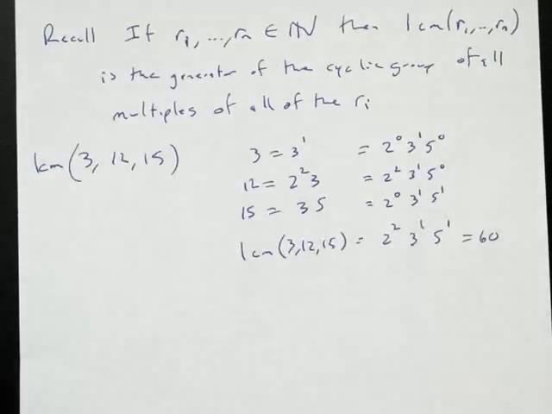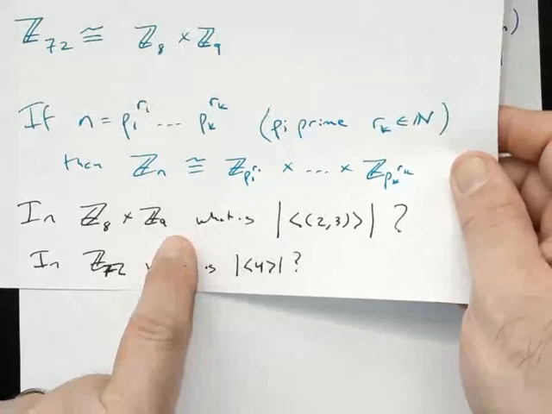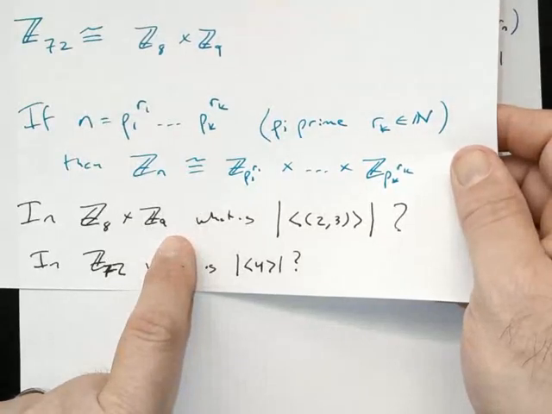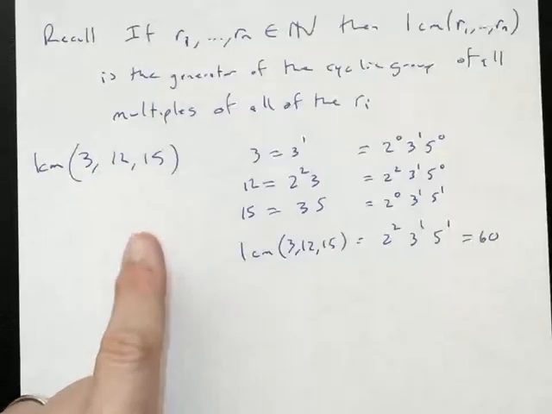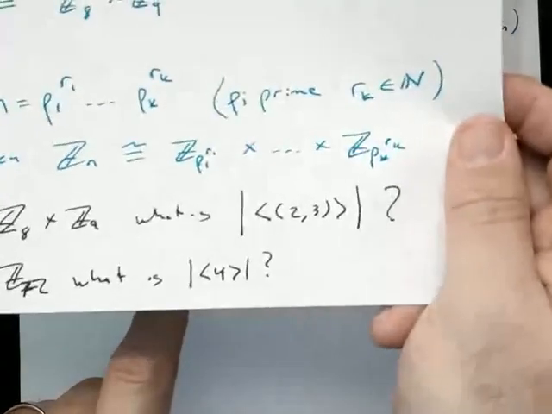With me so far? Please remember the question I started with. What's the order of (2, 3) in Z8 by Z9? Is this supposed to help me with this?